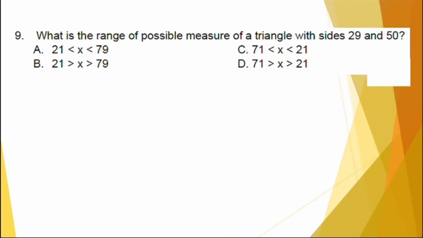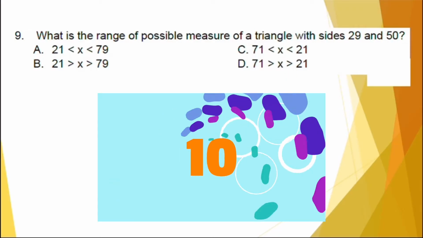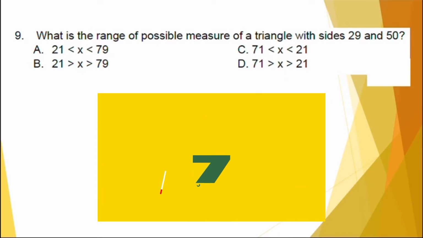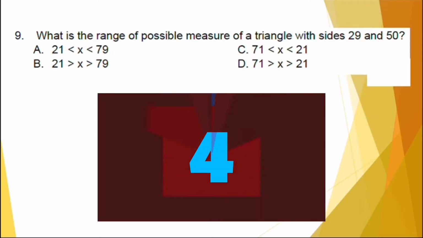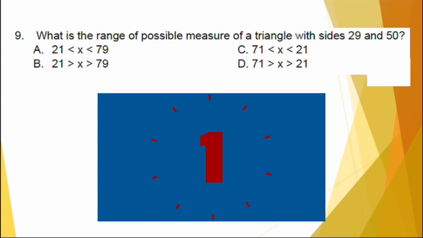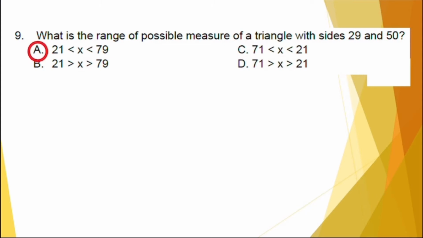Next, let's proceed for our next item. What is the range of possible measure of the third side of a triangle with sides 29 and 50? A. 21 is less than x is less than 79. B. 21 is greater than x and greater than 79. C. 71 is less than x and less than 21. And D. 71 is greater than x and greater than 21. Time's up. The answer is letter A.